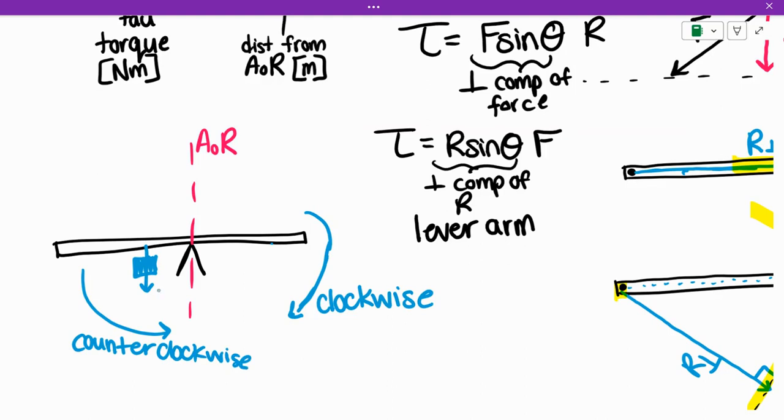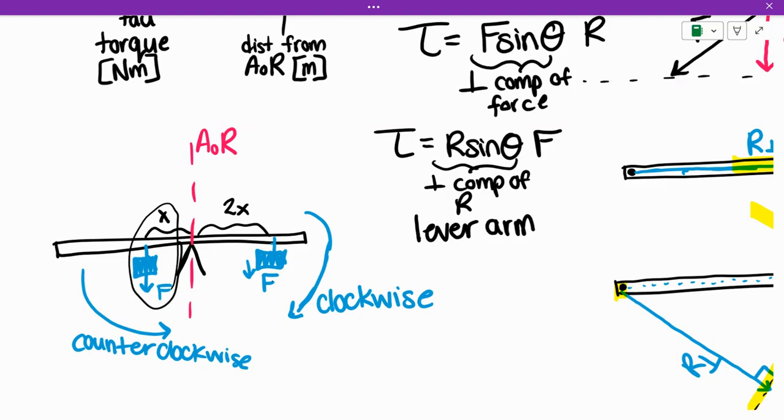rotation. Okay. But if I had both on here, I would need to figure out how the torques compare to each other, and does that total torque create a clockwise or counterclockwise or no rotation? That would mean the torques were balanced. So to think about that, let's call this 2x. I would need to know the torque from this side, which would be the force times the distance from the axis of rotation.